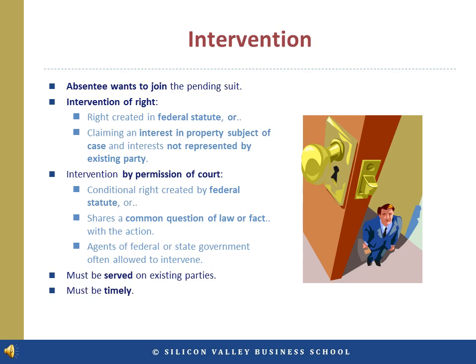If a party wishes to voluntarily join a suit, the process is called intervention. If the absentee party has a right to join provided by statute, or is claiming an interest in property that's the subject matter of the suit, the party has a right to intervene so long as his interests are not being represented by the existing parties in the case. Otherwise, intervention can be by permission of the court, where the absentee party shares a common question of law or fact. Agents of the federal or state governments sometimes intervene in cases where they have a right created by statute, or the case involves questions of law or fact that are common to the state's interests.